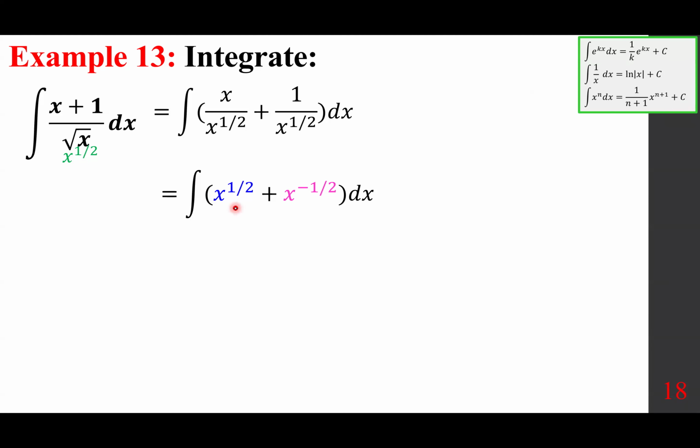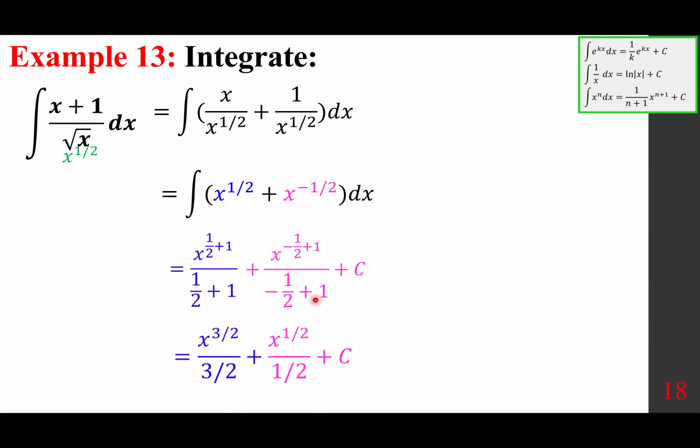1 over 1/2 plus 1, x to the power of 1/2 plus 1, plus 1 over negative 1/2 plus 1, x to the power of negative 1/2 plus 1, and a constant. 1/2 plus 1 is 3/2. Negative 1/2 plus 1 is 1/2. The reciprocal of this is 2/3. This one is 2. And we're done.